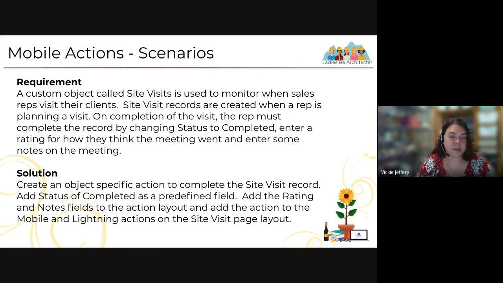So we create an object-specific action to complete that site visit record. We're going to make sure that it's related to the opportunity, and we add the status of completed as a predefined field, so they don't even have to fill that out. We add the rating and notes fields to the action layout, and we add the mobile and Lightning actions on the site visit page layout.